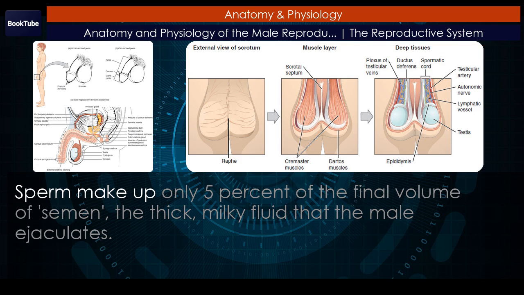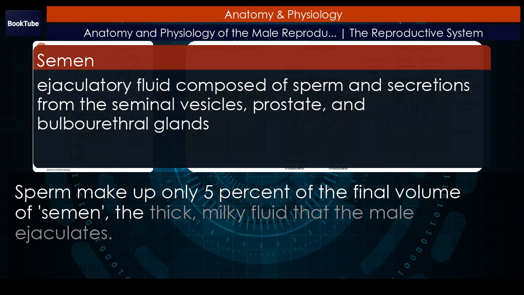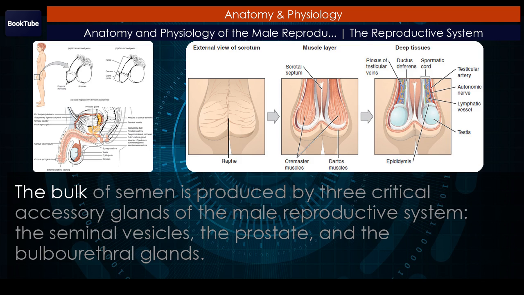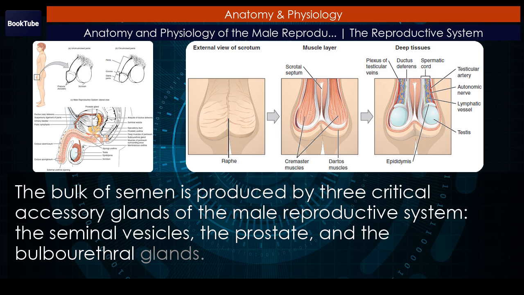Sperm make up only 5% of the final volume of semen, the thick, milky fluid that the male ejaculates. The bulk of semen is produced by three critical accessory glands of the male reproductive system: the seminal vesicles, the prostate, and the bulbourethral glands.